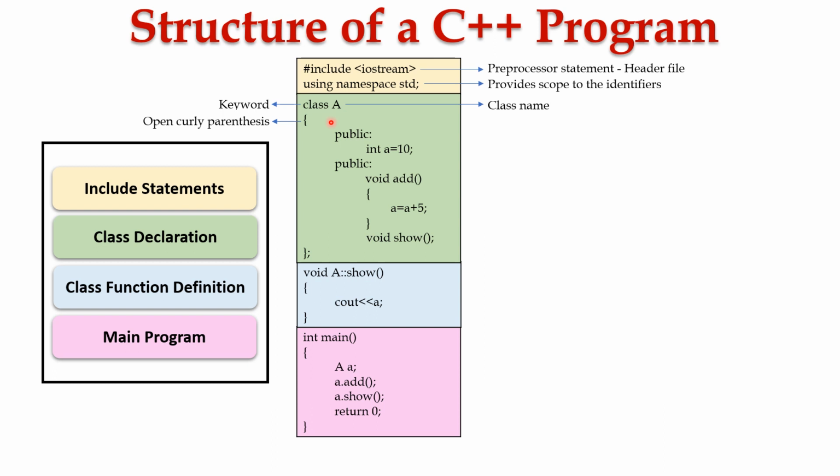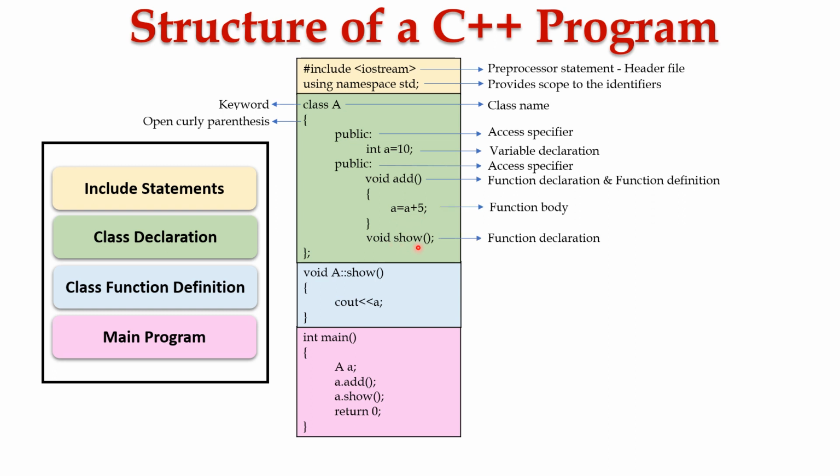Class always starts with open curly parenthesis. Public is access specifier for the variables declared inside the class. Int A is equal to 10 represents that the variable A is declared as integer data type and assigned with value 10. Public is access specifier for the functions declared inside the class. Void add is a function declared inside the class A. So void is the return type of the function add, which means that void does not return any value to the calling function. The function add performs A is equal to A plus 5.